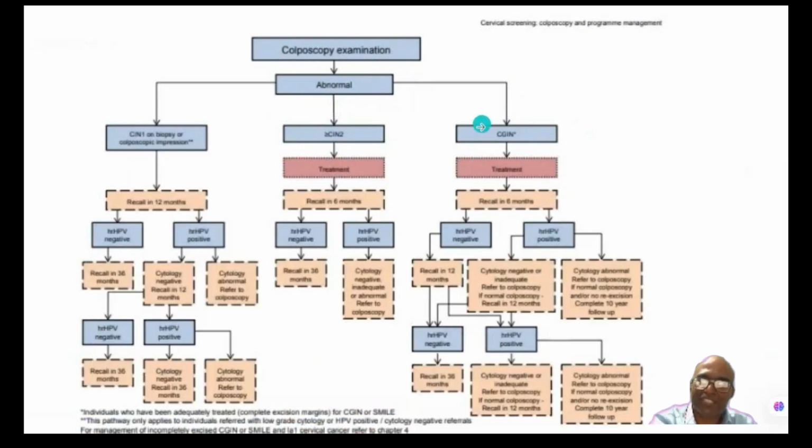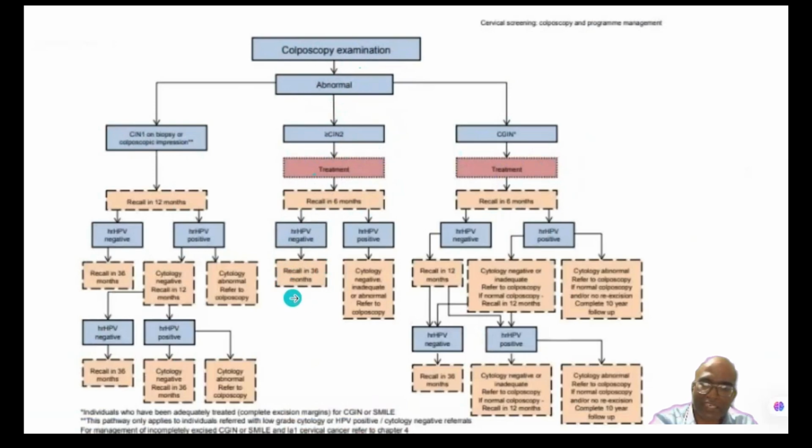Out of which CGIN will definitely have a strict protocol. Then let us see about CIN2 and 3. CIN1 is mild, so we'll take that after this. So you have done the colposcopy. Colposcopy shows either CIN2 or CIN3. Then what are we going to do? We are going to treat by excision. Then you will call them for test of cure. If the test of cure is negative, she will be recalled in 36 months.